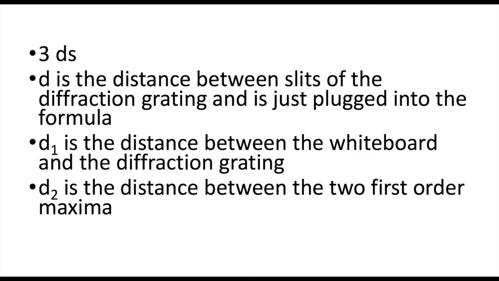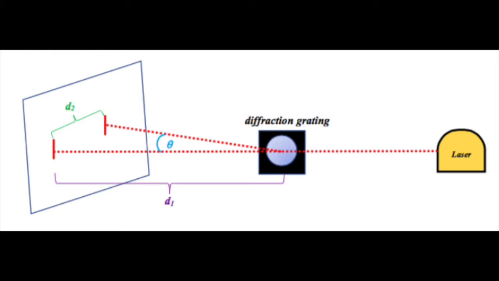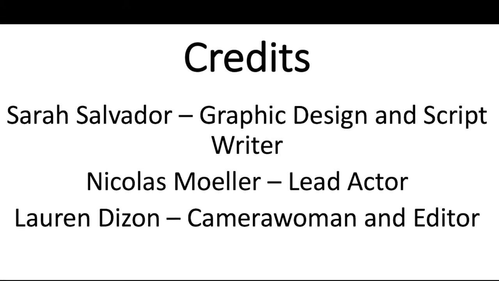The 3 Ds. These can get a little confusing since there are so many of them, but D is the distance between the slits of the diffraction grating, and it's just plugged into the equation. D1 would be the distance between the whiteboard and the diffraction grating that you can measure using the meter stick, and then D2 is the distance between the two first-order maxima. It can get a little confusing when you plug them into the equation, but make sure to put D2 over D1.